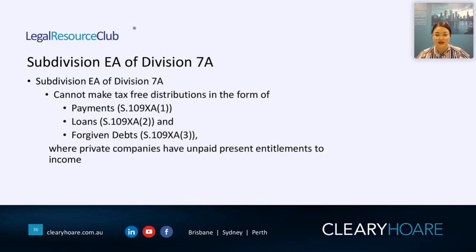Where this circumstance exists, to the extent that a corporate beneficiary has a distributable surplus, payments and loans made by the trustee or debts forgiven by the trustee to a shareholder of a corporate beneficiary or an associate will have division 7A implications. So therefore, if any unpaid present entitlements exist on the books of the trust to corporate beneficiaries, we'll need to deal with those before we undertake this kind of transaction.